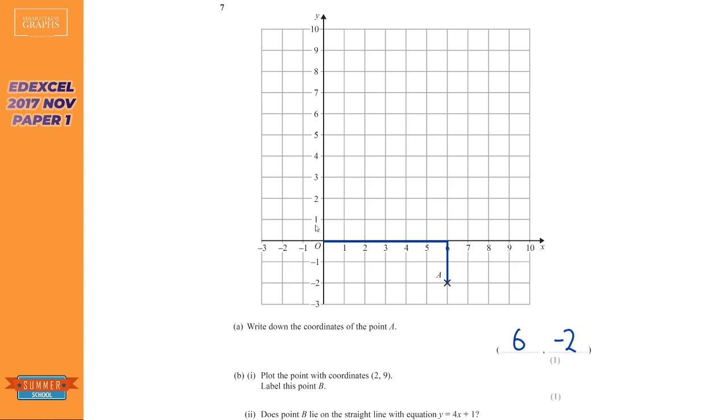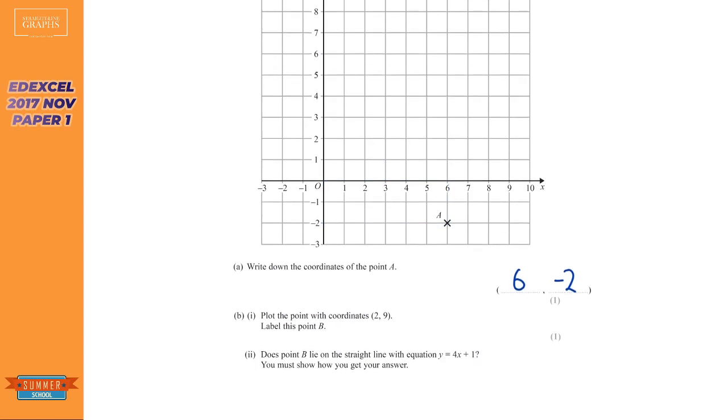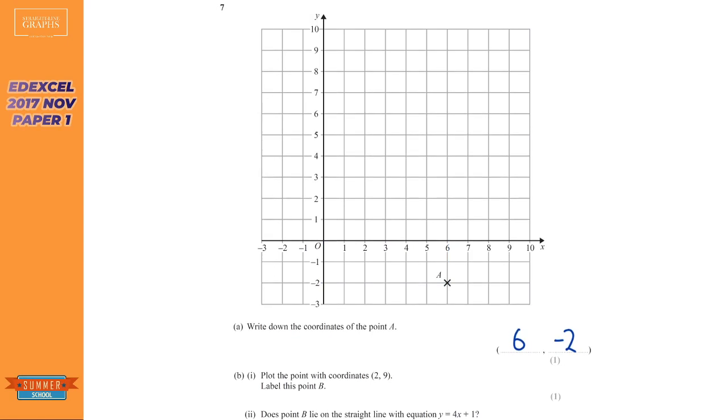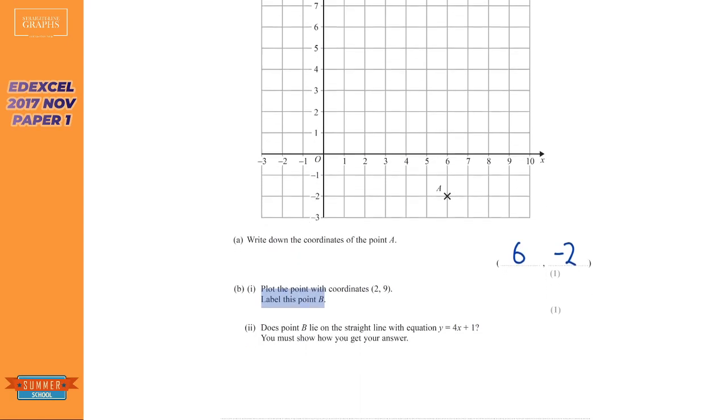Okay, let's just get rid of that. Don't need those anymore. Right, plot the coordinates 2, 9. So 2, 9. So we're going to cross to 2, so we're here, and up to 9. And we just do it with a little cross, and that's pretty rubbish, so let's try it again. That's better. Don't do it with a dot or anything. And also, if you read the question, it says label this point B, so we need to put a little B next to it. Wicked.